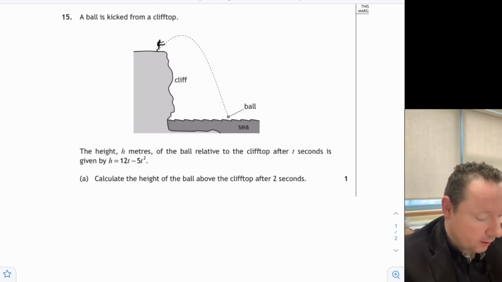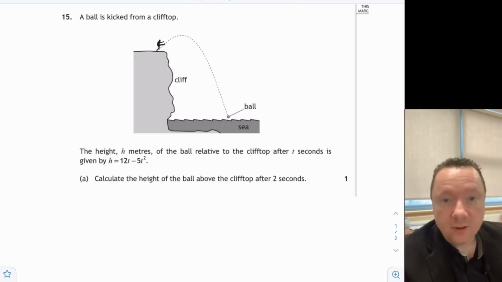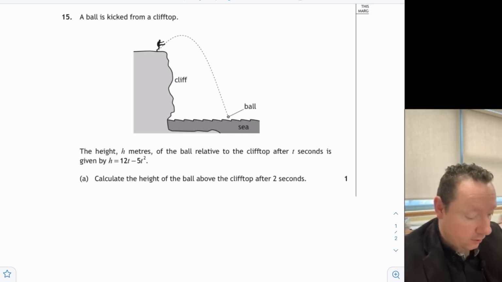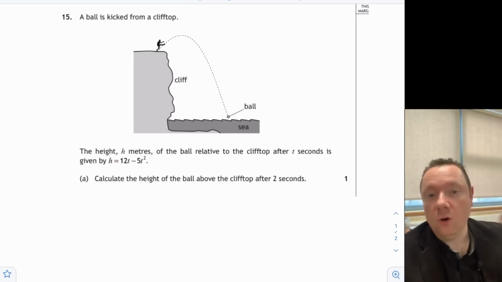It says a ball is kicked from a cliff top and its height is given by this equation. H is 12t minus 5t squared. Part A, calculate the height of the ball above the cliff top after 2 seconds. Have a look and see if you can solve that.